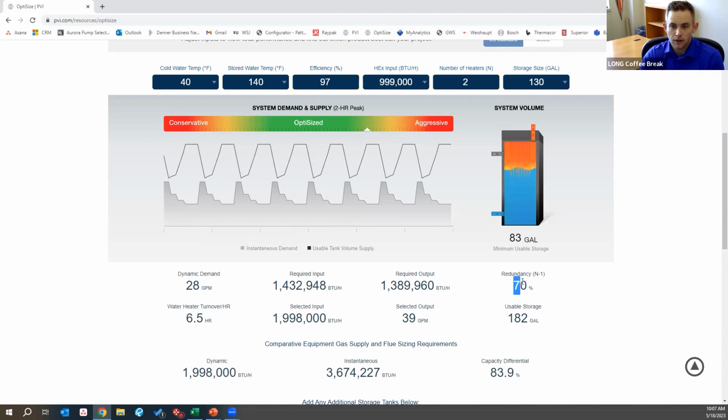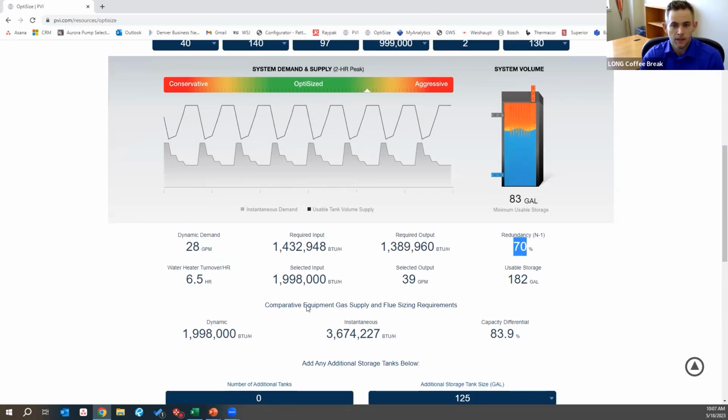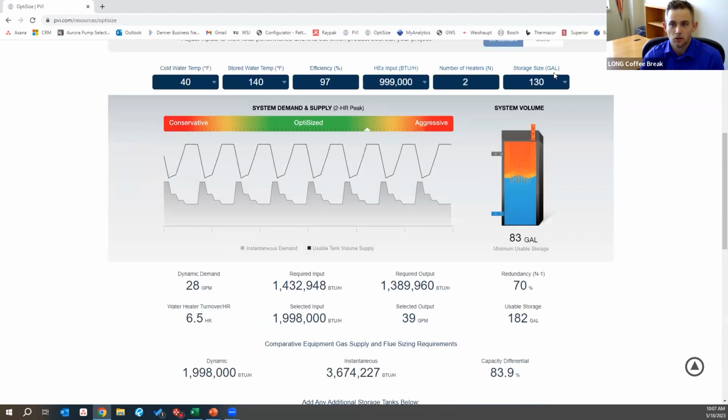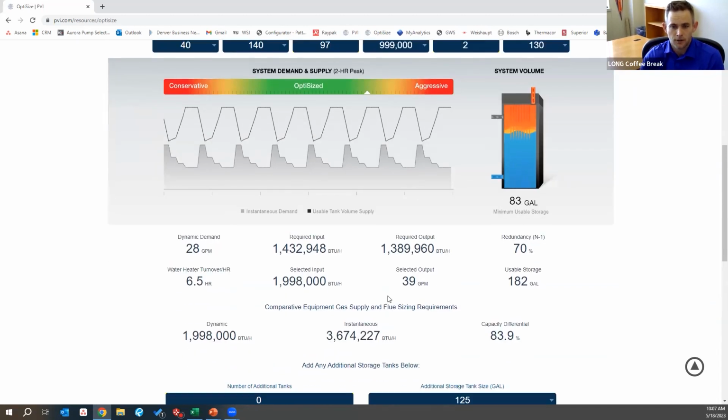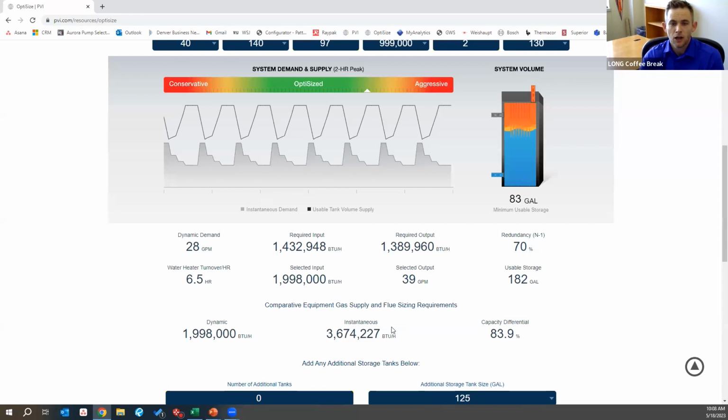And what I like over here is we're showing, okay, we've got 70% redundancy. So what it's saying is if we were to lose one water heater, we'd still be able to meet 70% of our load with a single one of these other water heaters. Lastly, I want to show down here, this is what I'm using, 2 million BTUs because I picked 1 million BTU units. Comparatively, if I were to do an instantaneous system, and remember, this is 2 130-gallon water heaters, I would actually need to have 3.7 million BTUs worth of instantaneous water heaters.